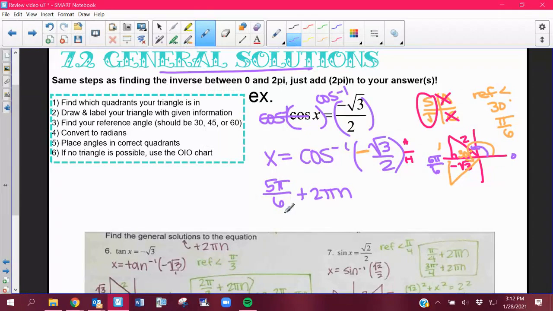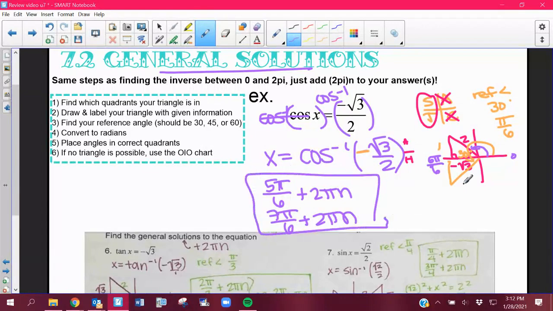But now it's going to be 7 pi/6 plus 2 pi n. Okay, now that you have your general solutions, again, this tells you every single thing that x could be. You can have 5 pi/6, 7 pi/6, and any coterminal angle to those points. That's what the 2 pi n is denoting.